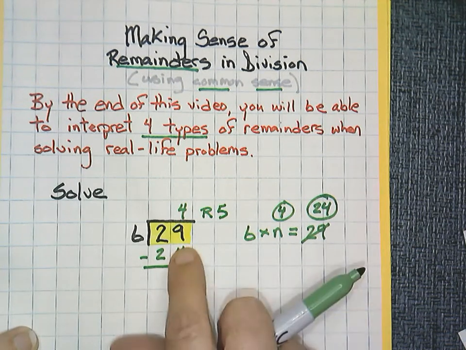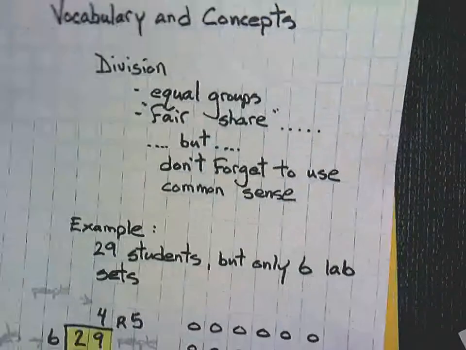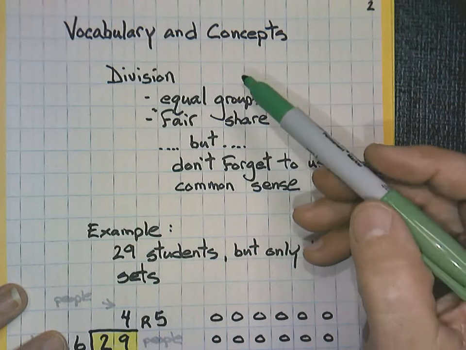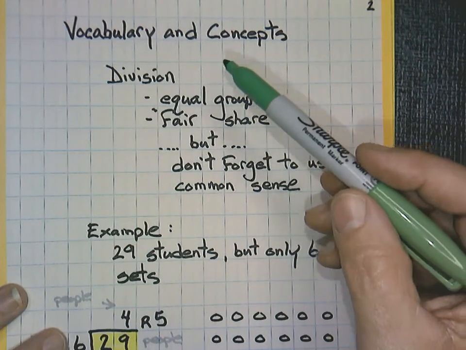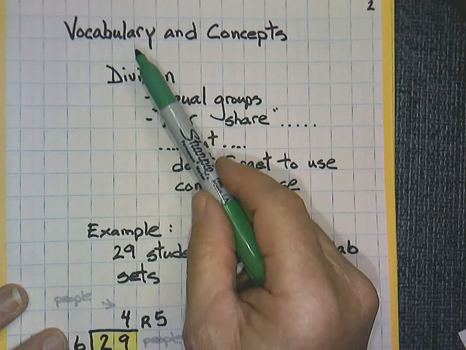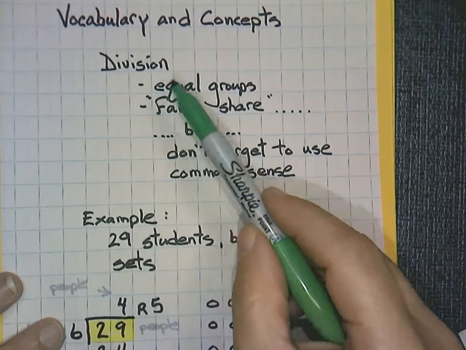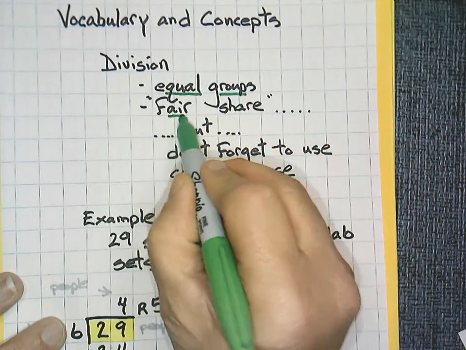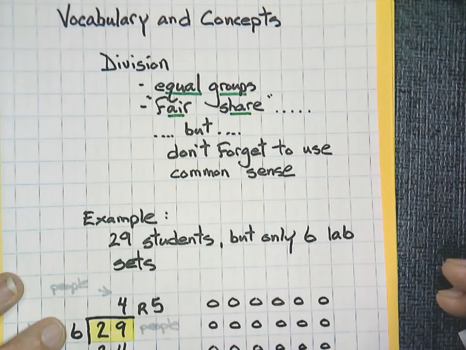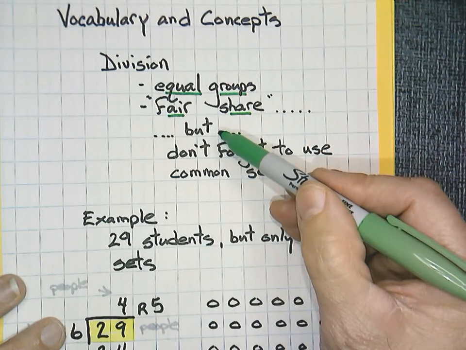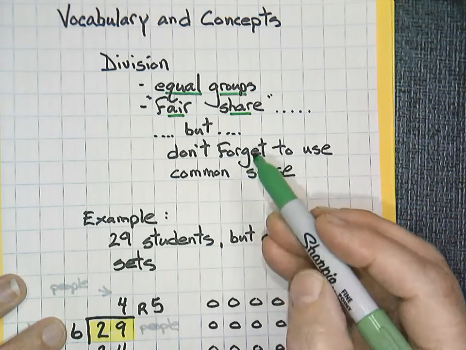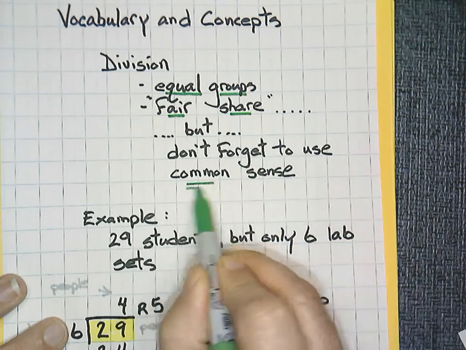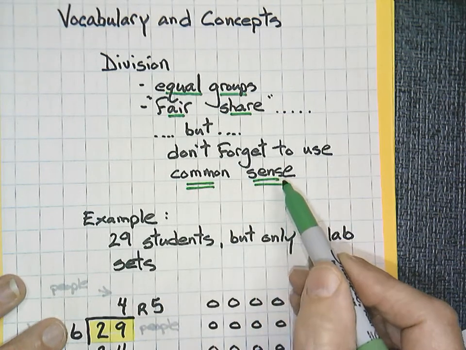We're going to use this same problem for several examples. Remember, our topic today is making sense of remainders using common sense. Let's just discuss as review some vocabulary and concepts. Remember that division involves equal groups, or the concept of fair share. But when you are solving problems, not only in real life, but when you're solving them for tests, don't forget to use good old-fashioned common sense. Here's an example.